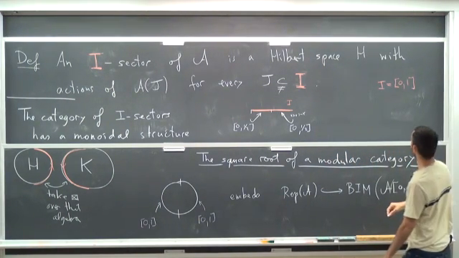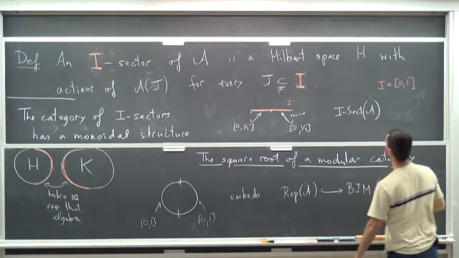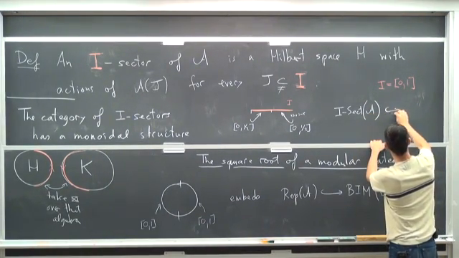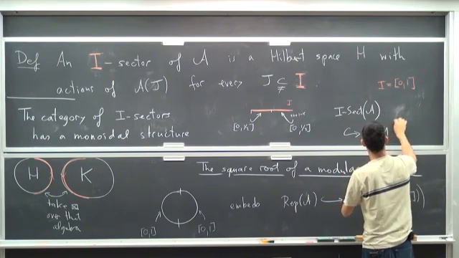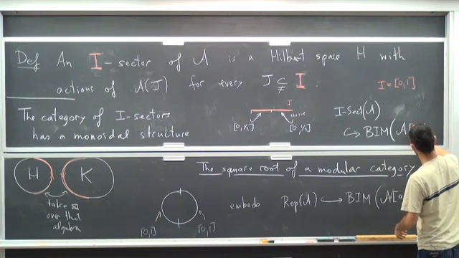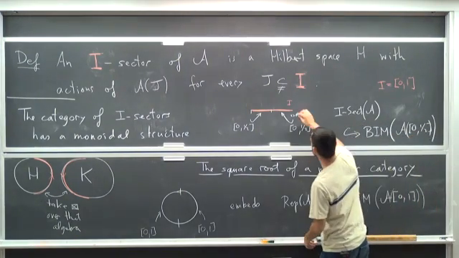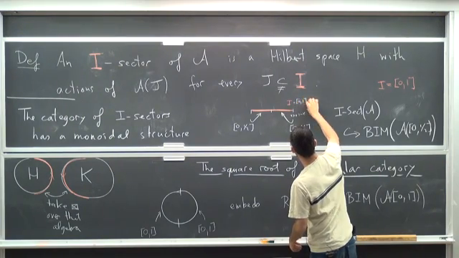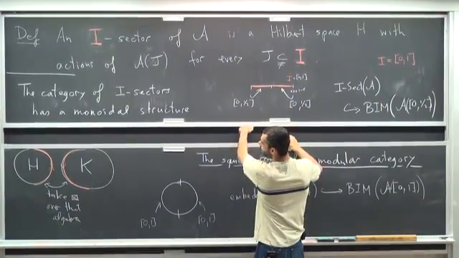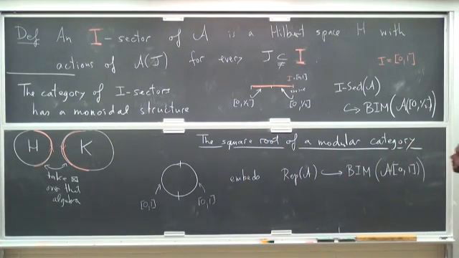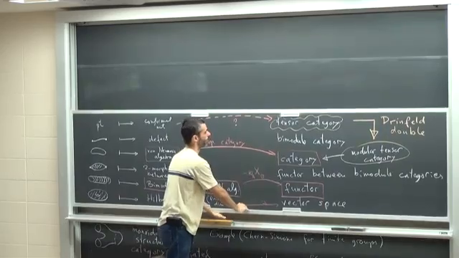And that provides an embedding of the category of I-sectors of A into the category of bimodules for the algebra associated to that smaller interval. Same thing as here, except now I do it on an interval. So that is the category that I propose here at the top.